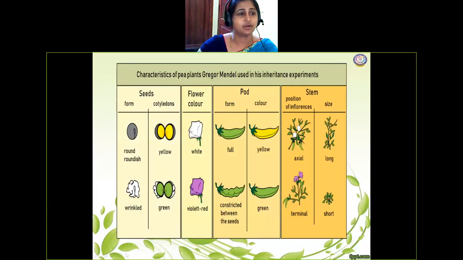I told you about the 7 contrasting characters, right? Here I have categorized them depending upon the parts of the plant. Number 1, seeds. I'm talking about parts of the plant. Number one, seeds. Number two, flower. Number three, pod. We call this a pod, right? And number four is stem. Now under this I've categorized. If you see form, the form otherwise called shape, how it is looking, whether it is round or wrinkled. Then cotyledon color, if you see, there are two different colors.